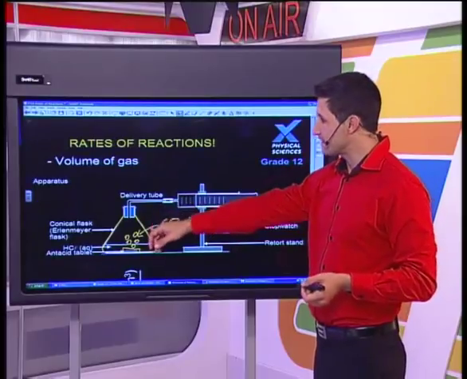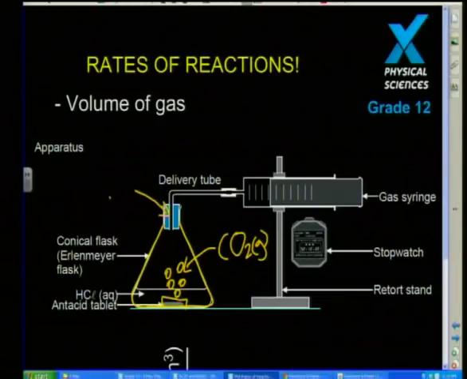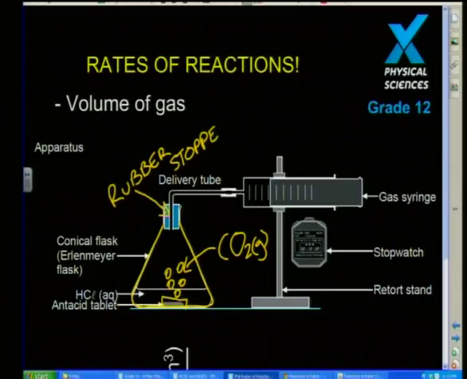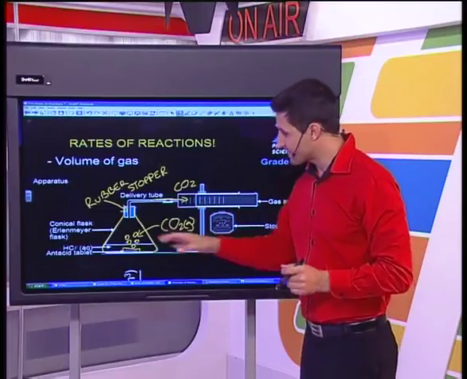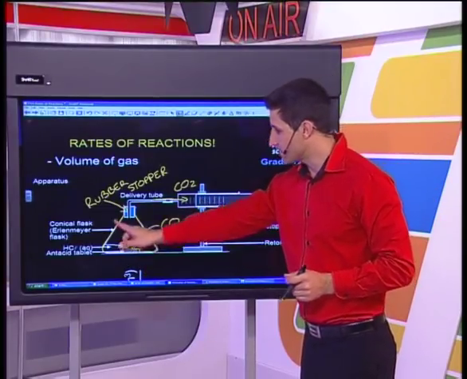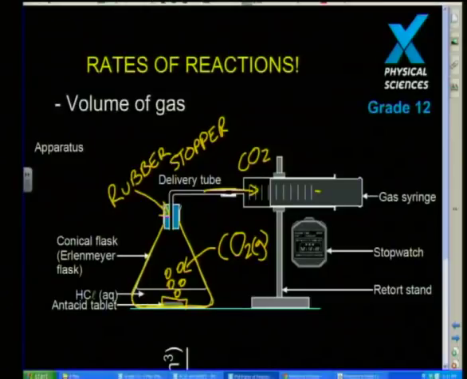A great thing about this experiment is I've got a rubber stopper over here, and that rubber stopper is allowing all that gas to go into one place. That rubber stopper is telling me that all the gas must go inside the syringe. So I've got CO2, which is now being trapped inside a syringe, so I can measure exactly how much is coming out. Remember that when the reaction proceeds, inside my flask over here, the gas is going to enter my syringe over here, and the plunger is going to go backwards.